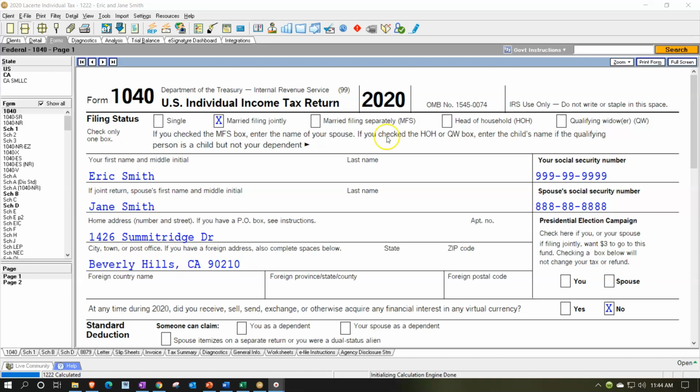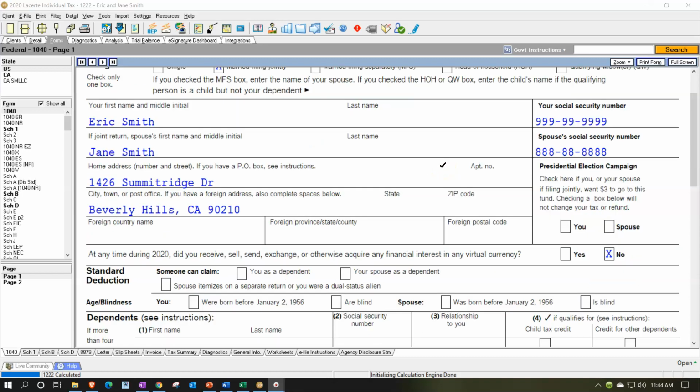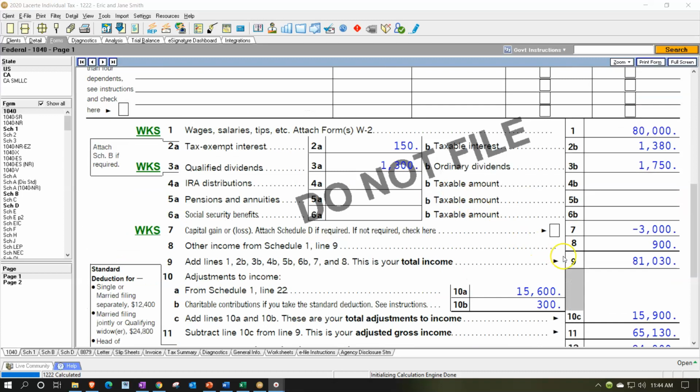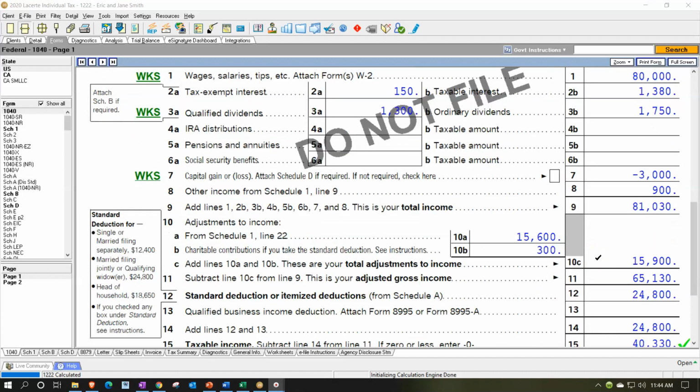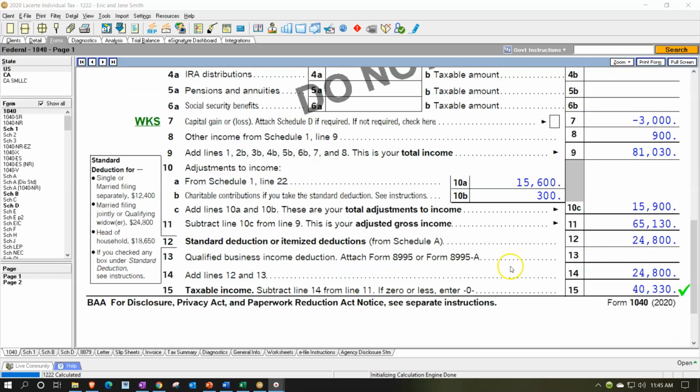We're going to be continuing on with our comprehensive practice problem number 1. In the prior sections, we entered the total income information. Then we concentrated on the second section, the adjustments to income. Now we're concentrating on the standard or itemized deduction, this time the itemized deductions. So we're currently taking the standard deduction, $24,800.